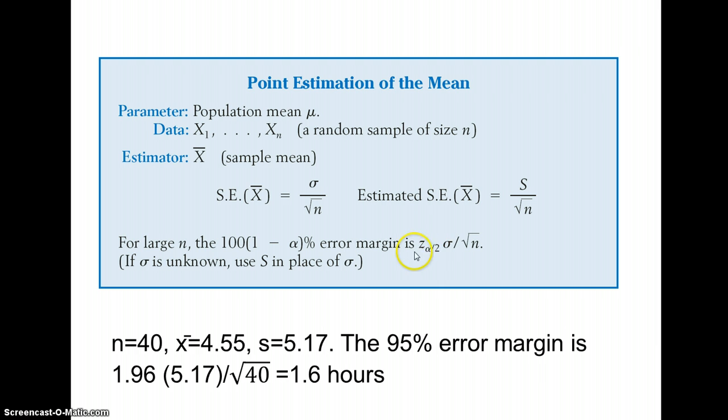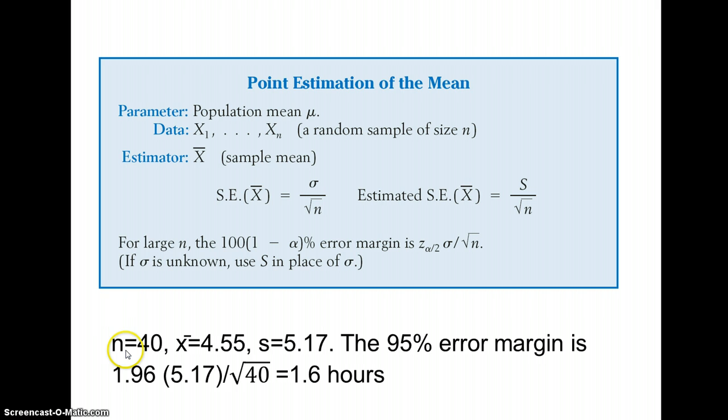Sometimes we call it the z score, and this value depends on the percentage, so how confident you want it to be. And in the formula, instead of sigma, sometimes we use S, the sample standard deviation instead of the population standard deviation, because sometimes the population standard deviation is not available. We can use the sample standard deviation.